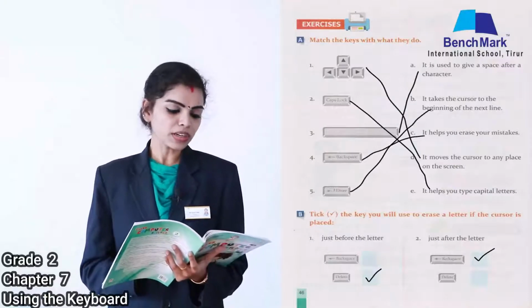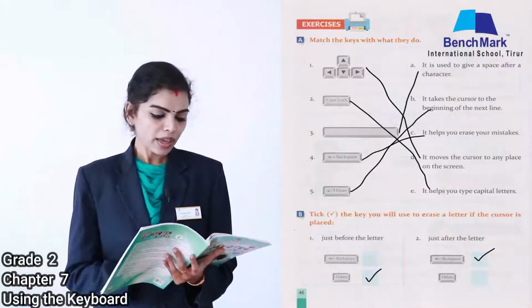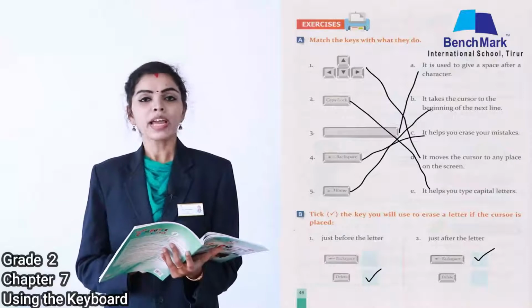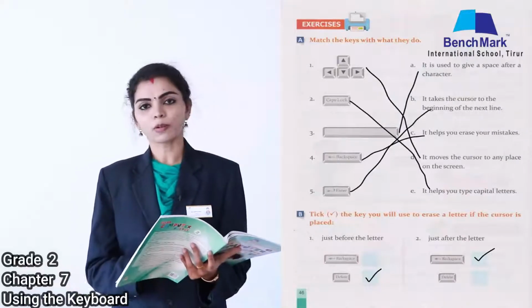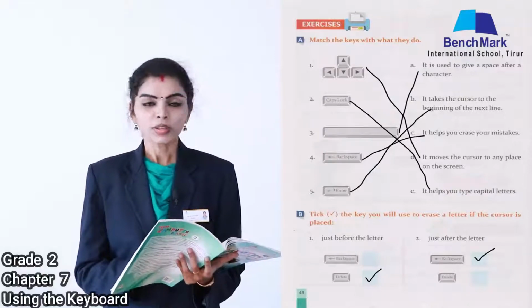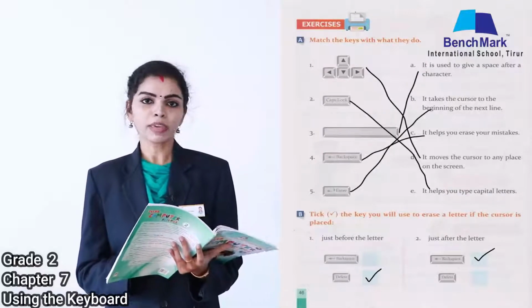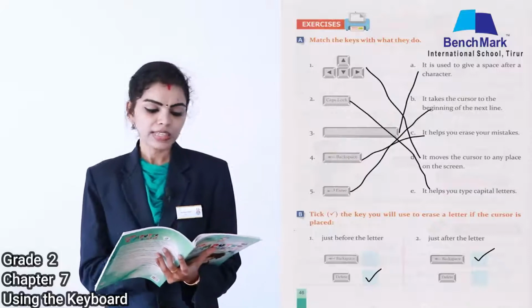Okay, next one is the caps lock key. So the caps lock key, what does it do? It helps you type capital letters. So you need to match the caps lock key to, it helps you to type capital letters. Okay, next key is the space key.